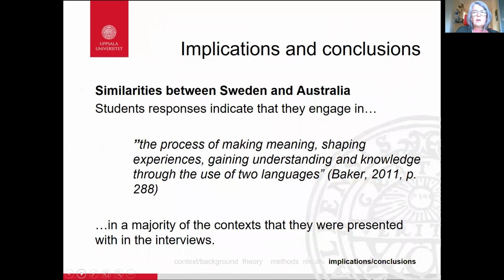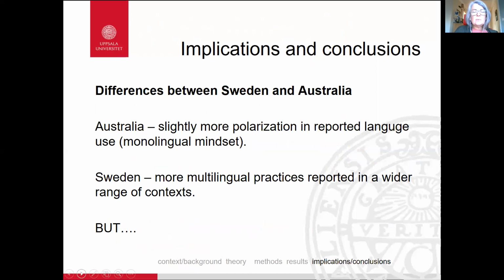And some of the conclusions that I've drawn and the implications are that there are certainly similarities between Sweden and Australia. Student responses indicate that they do engage in the process of making meaning, shaping experiences, gaining understanding and knowledge through the use of two languages, or translanguaging, in a majority of the contexts that they were presented with in the interviews. But there are differences as well. I think in Australia there is slightly more polarisation in reported language use, slightly more use of Vietnamese only and more use of English only. Whereas in Sweden, there seem to be multilingual practices reported in a wider range of contexts.